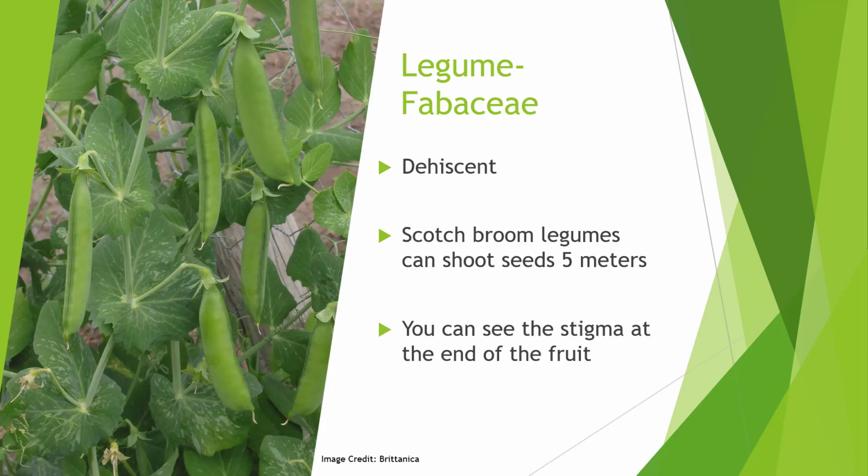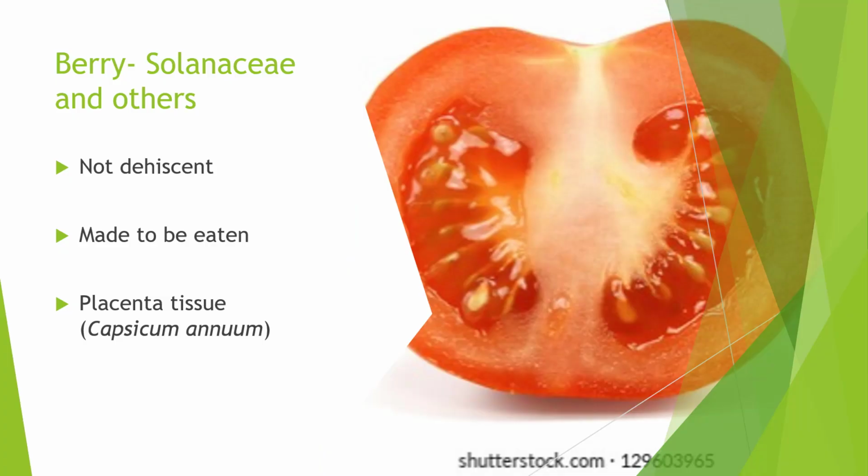A legume is found in the plant family Fabaceae. This is dehiscent. You see how it breaks open along that line that allows these peas in a pod to then come out. In Scotch broom, the legumes can actually shoot the seeds up to 5 meters. They pop open, and you've probably heard them before in the late summer. With a legume, you can still see the stigma at the end of the fruit. So that little white line at the end, if you ever wonder what that is, that's a stigma from the flower. And those green things at the top, those are the sepals from the flower.